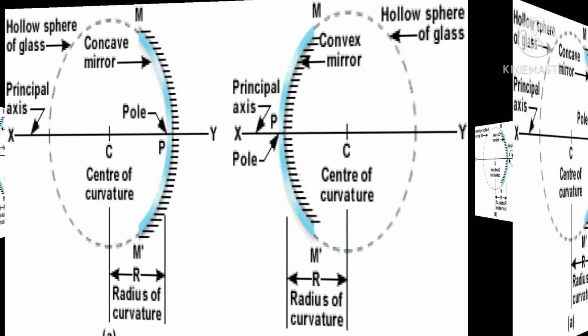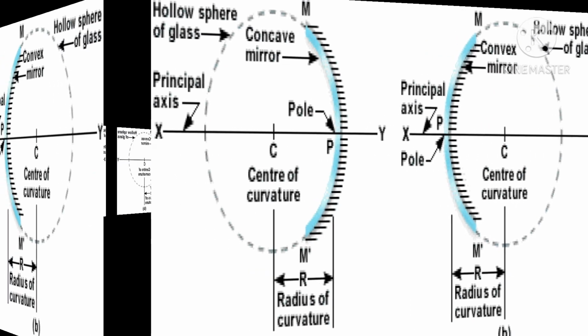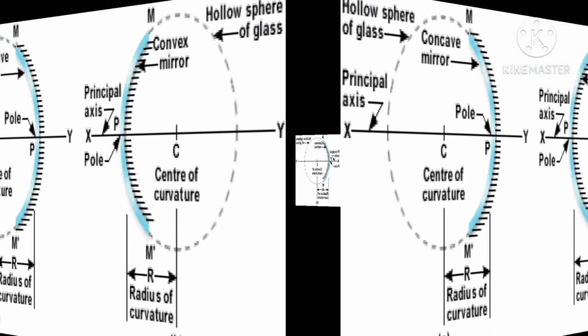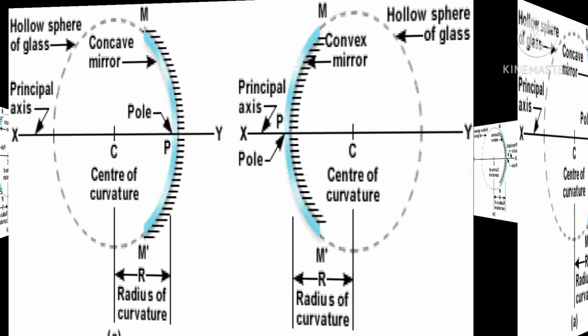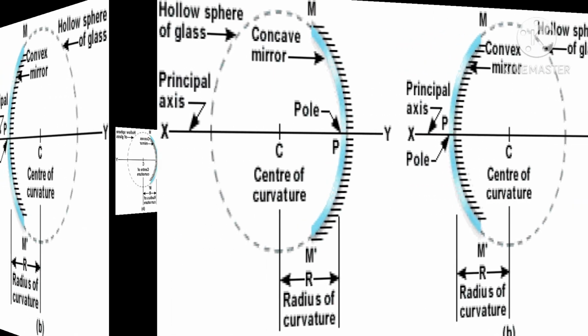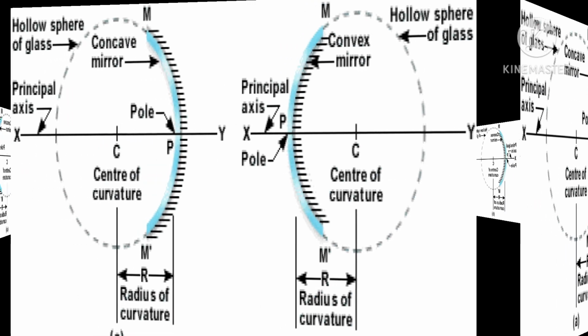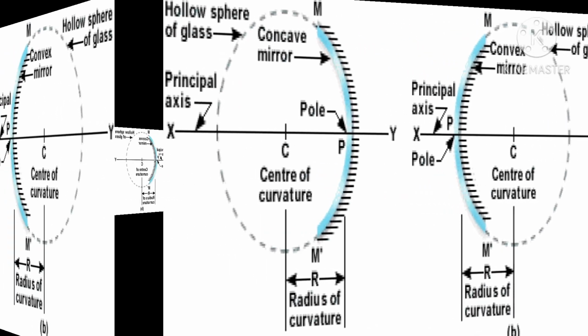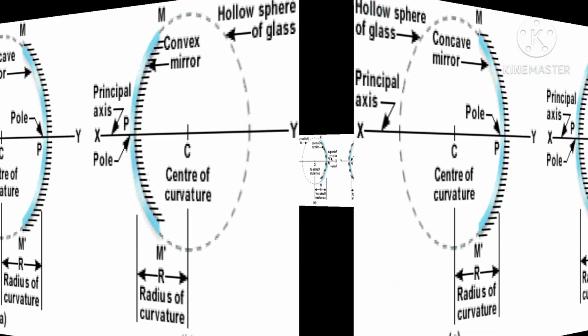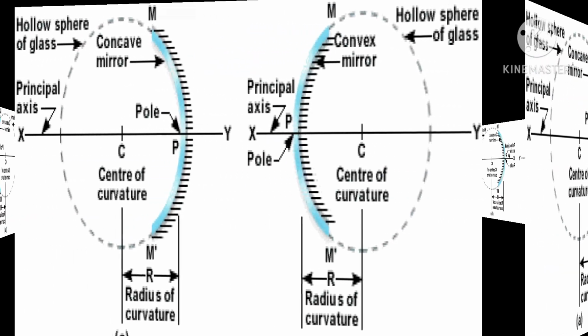The fourth one is principal focus. The principal focus of a spherical mirror is the point on the principal axis at which parallel rays of light after getting reflected by a mirror meet or appear to meet. Then last is focal length. It is the distance between pole and focus of a spherical mirror.